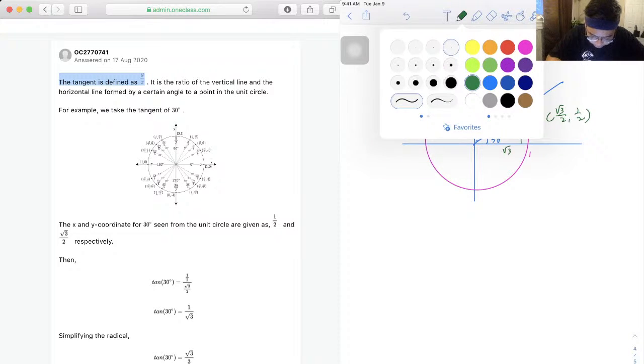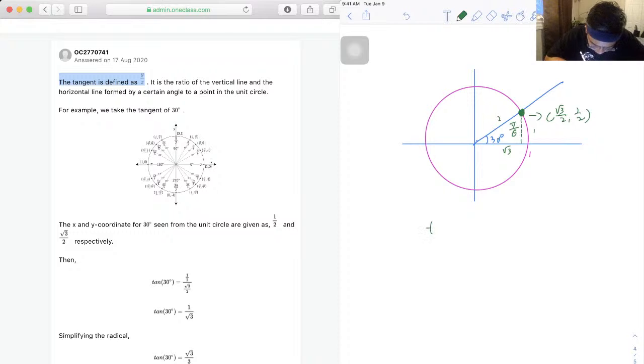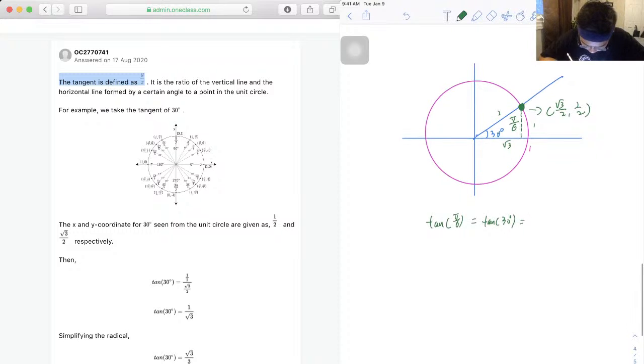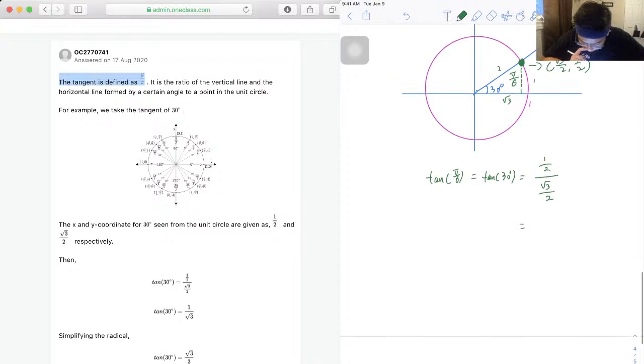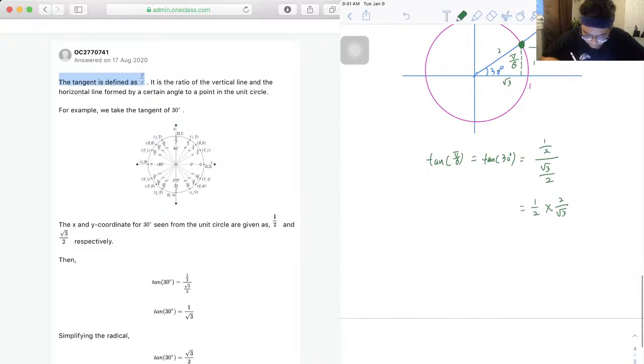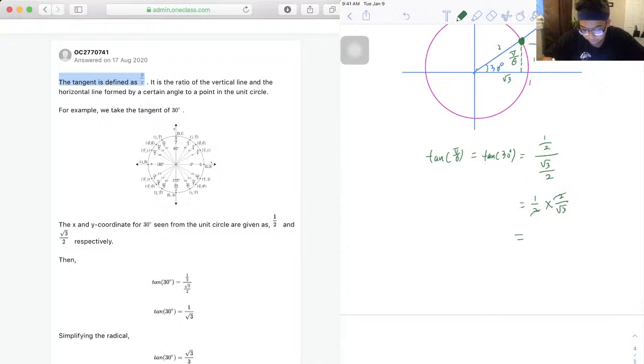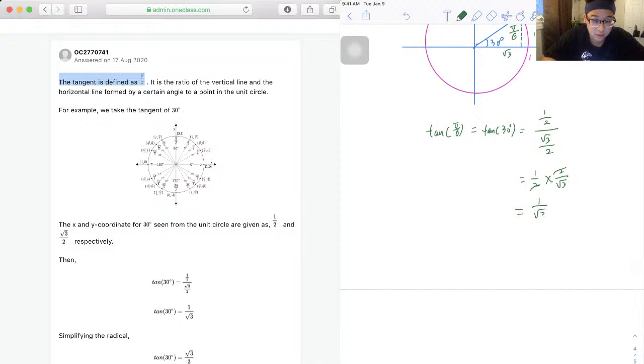So the tangent, I'll write it down here. Tangent pi over 6 is just equal to tangent 30 degrees, which is equal to 1 over 2 over √3 over 2, which is equal to 1 over 2 times 2 over √3. And we just cancel out the 2. So we have 1 over √3.